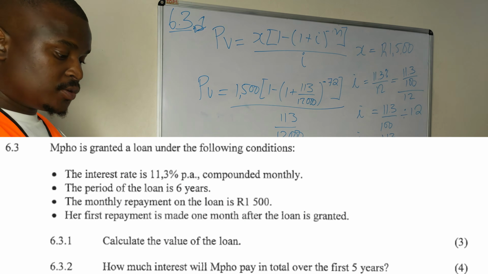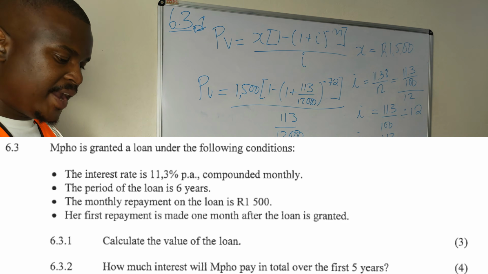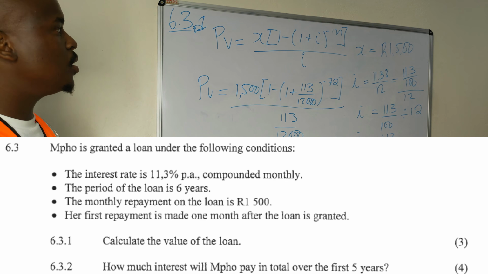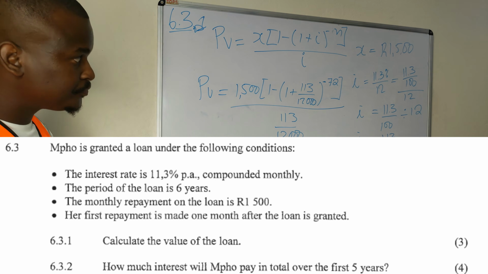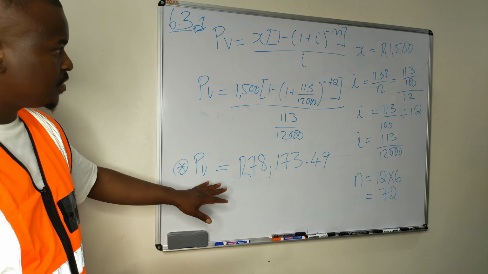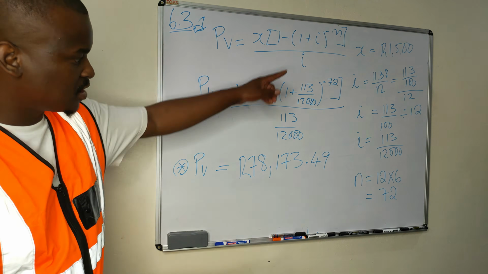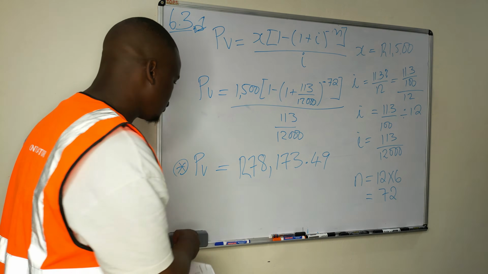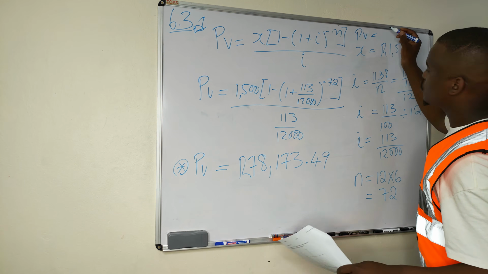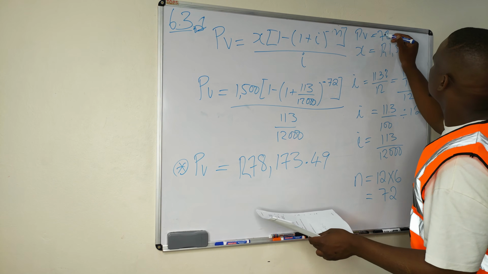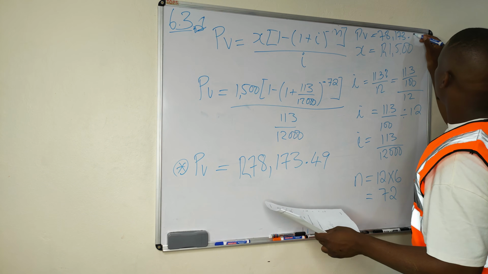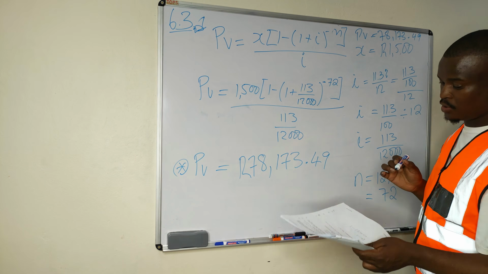So let's go to the next question. How much interest will Mpho pay over 5 years? So they want to know how much interest Mpho will pay over 5 years. Okay, so this is the amount that Mpho borrowed. So I'm just going to write it on the side there as well. Mpho took this amount, 78,173 rand 49 cents.